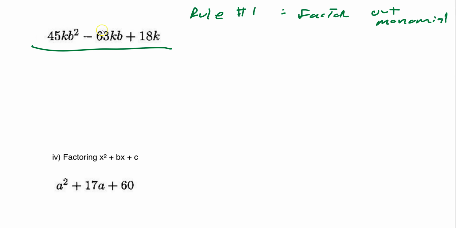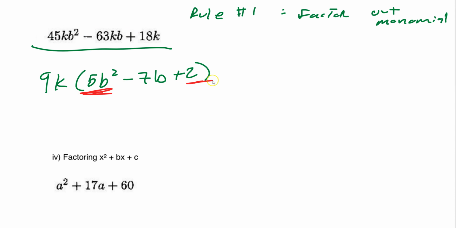So if you have a chance, you want to factor out a monomial. In this case, these all have a 9k in common. I could divide them all by 9k. If you divide that by 9k, you get 5b squared, 7b, and over there you get 2. Right, so you get something like this. Now it's a lot easier. I'm still not done, I still have to factor it, but it's so much easier than factoring the original.